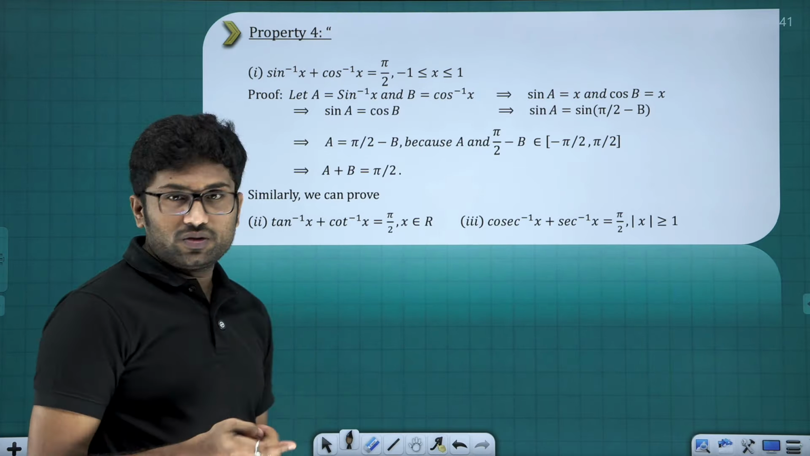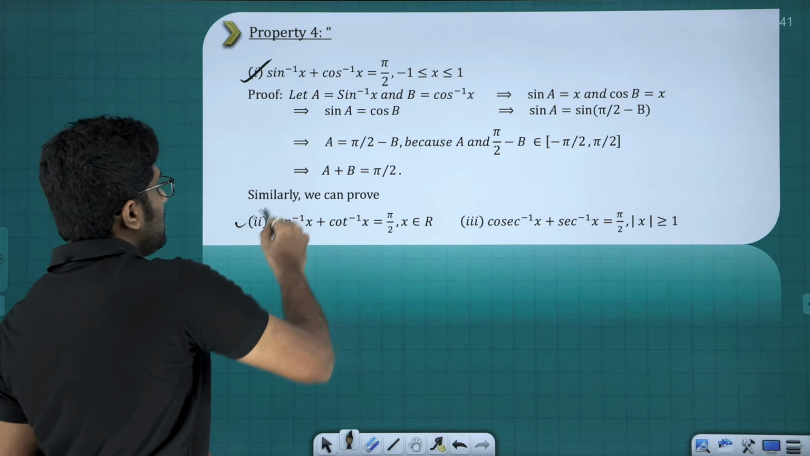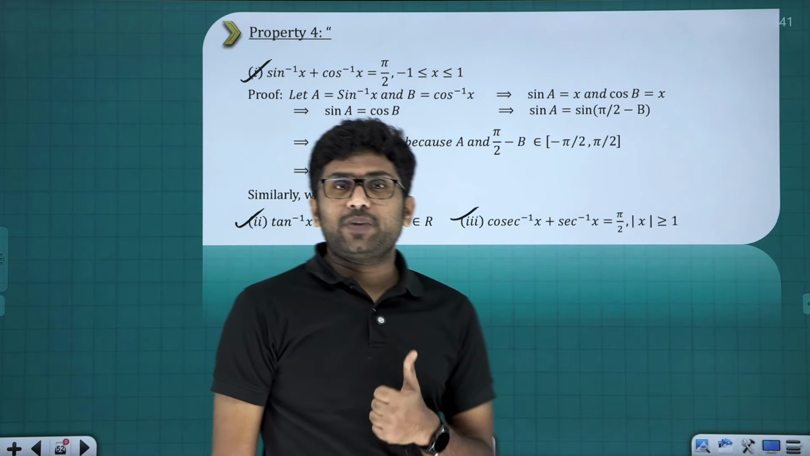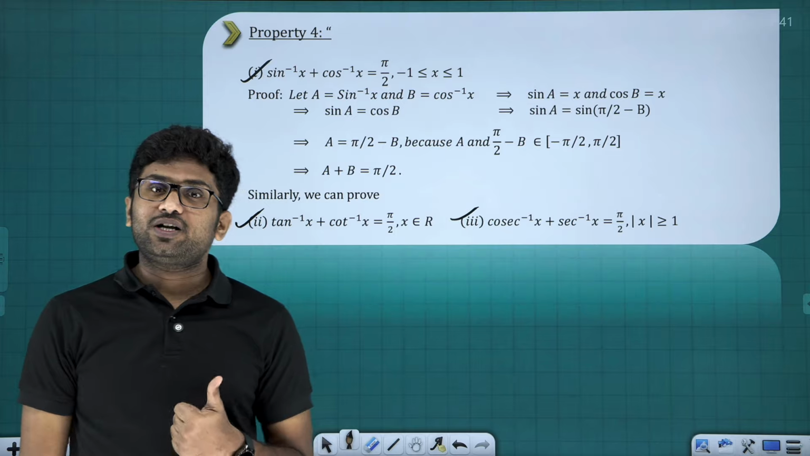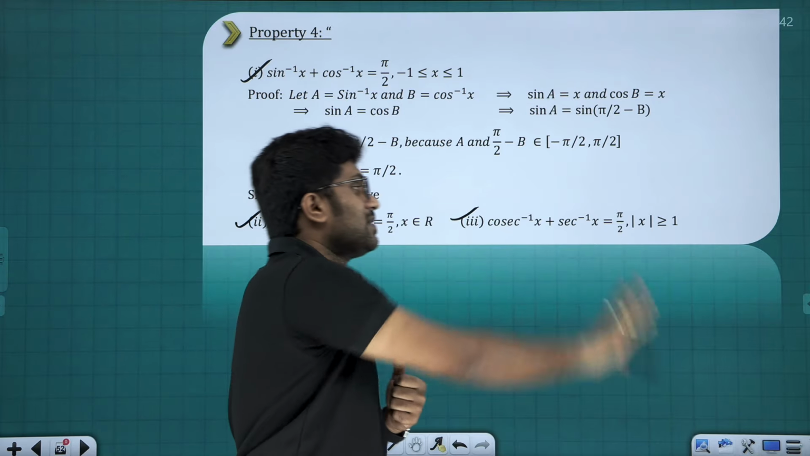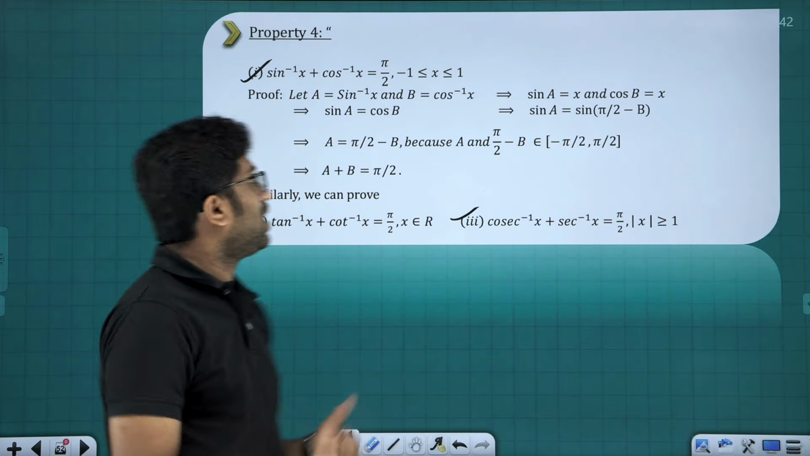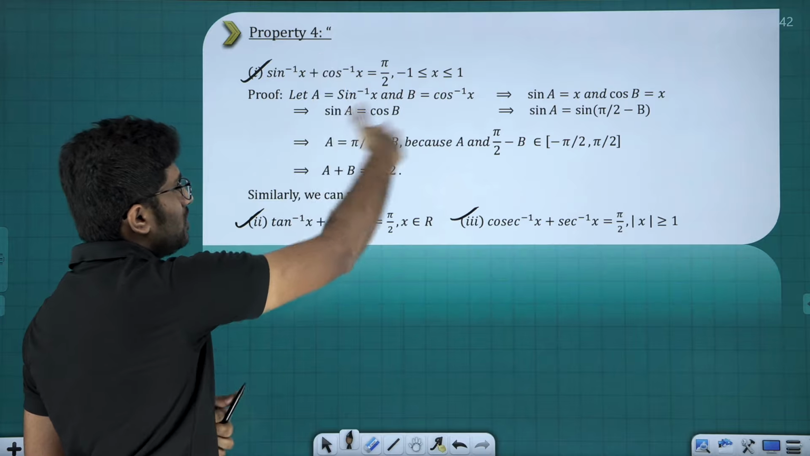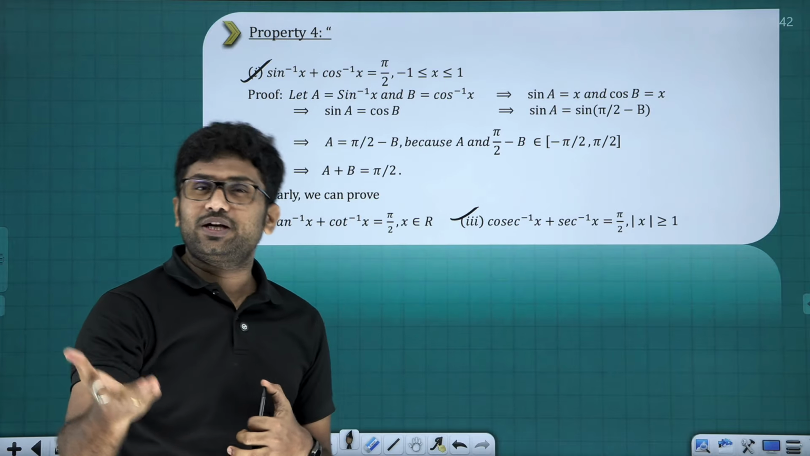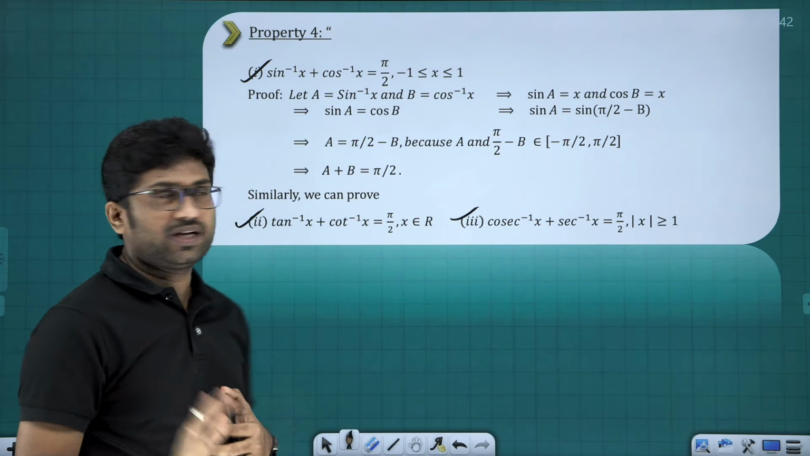Next, property 4. These three are very important. Sin inverse x plus cos inverse x is pi by 2. Tan inverse x plus cot inverse x is pi by 2. Cosecant inverse x plus secant inverse x is also pi by 2. Sir, how? Just by converting into trigonometric functions and then getting it, friends.